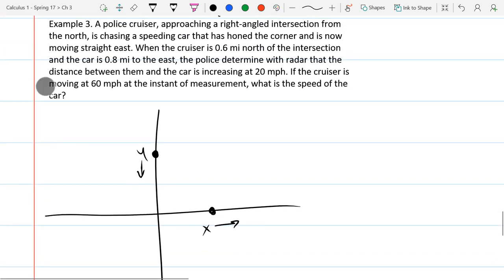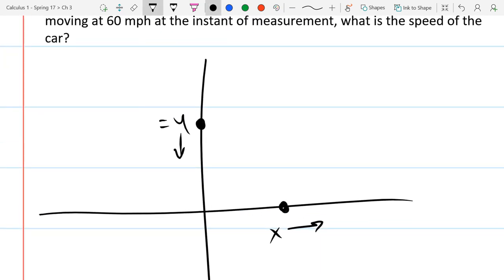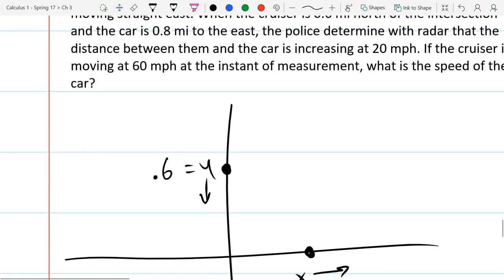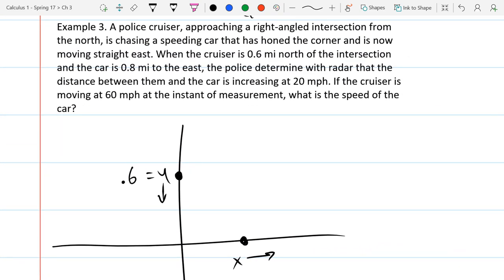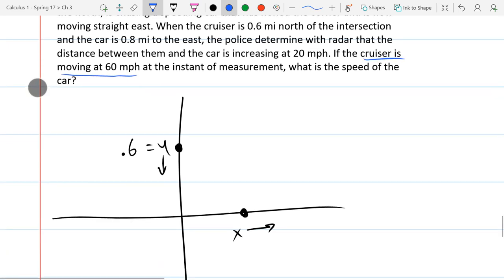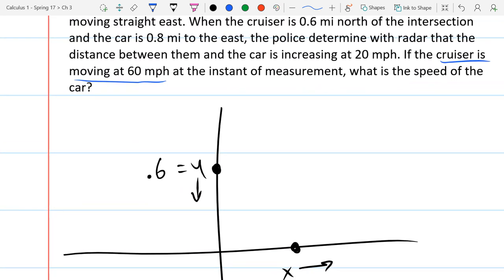So we've got things moving. So they say when the cruiser is 0.6 miles north of the intersection, what that means is y has a value. It's 0.6. How do I represent the fact that it's moving? They say the cruiser is moving at 60 miles per hour, and I'll do these in blue. How do I represent that with the variable y? Well, I have an arrow pointing downwards to represent that, but in terms of actual calculus, if I want to write 60 equals something, what is the something over here? It's not 60 equals y, that's not right. Yeah, that's dy/dt. It tells us how the position or the height is changing.